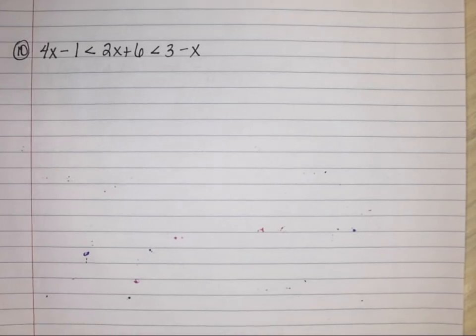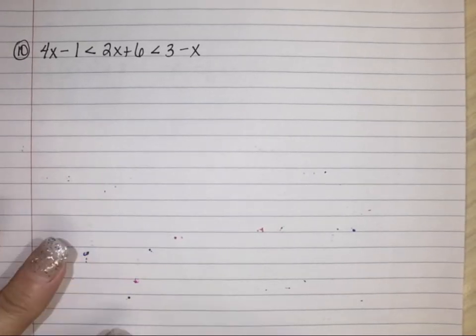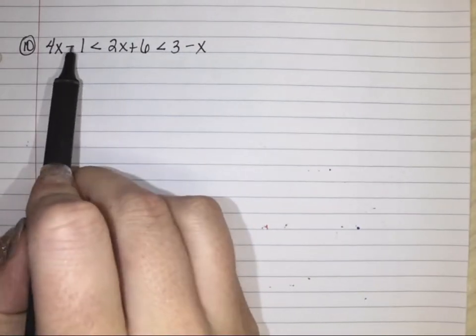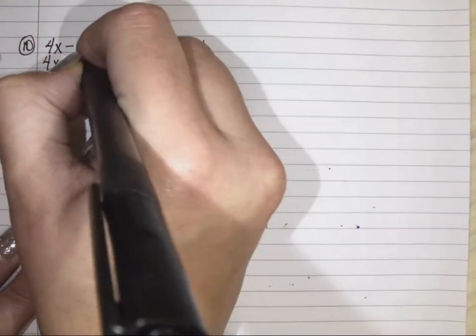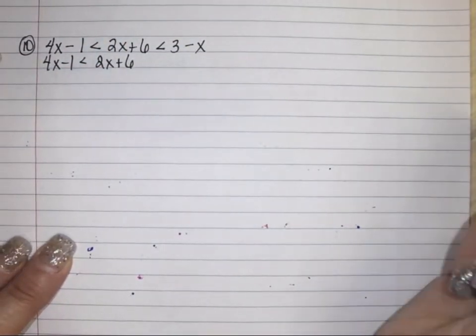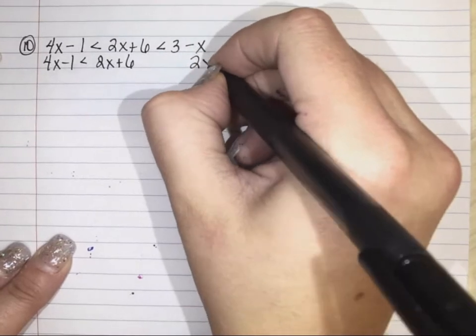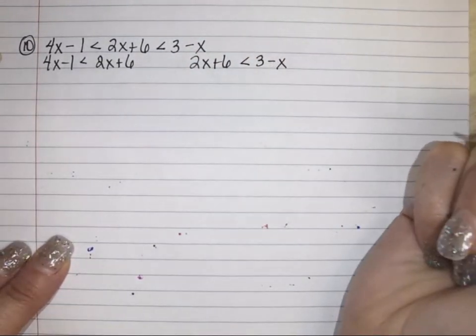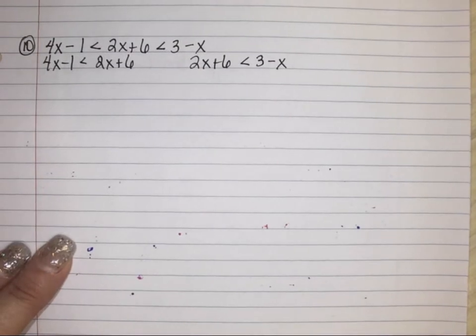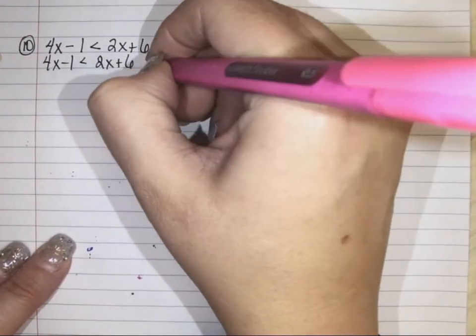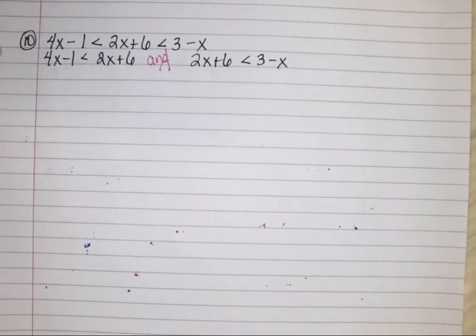Okay, number 10. On this problem, once again, notice that you've got 3 parts. So let's first separate this into 4x minus 1 less than 2x plus 6. Take that middle part, 2x plus 6, and create an inequality with the left side. When you have to separate these types, always get and in the middle, or this, either one.